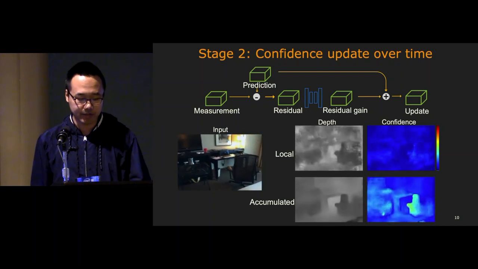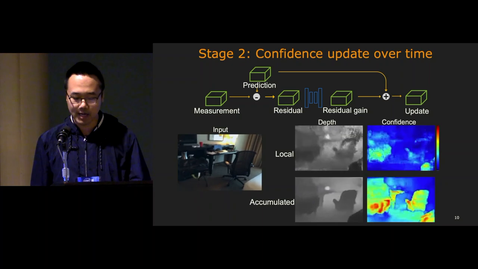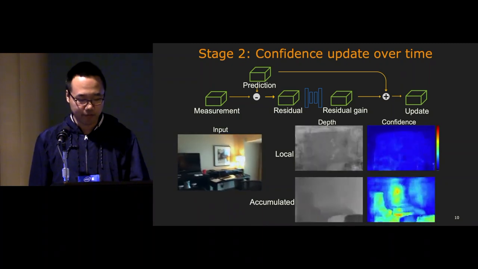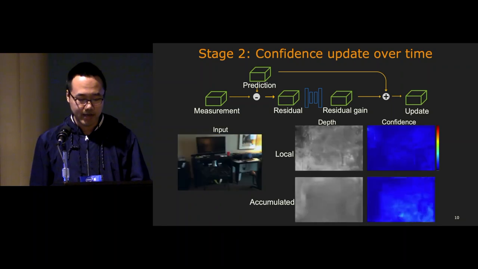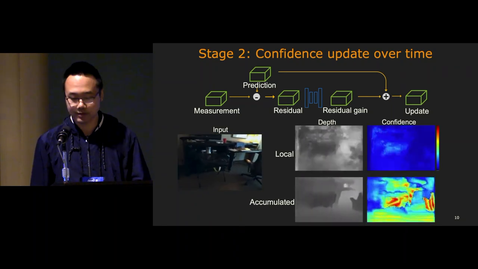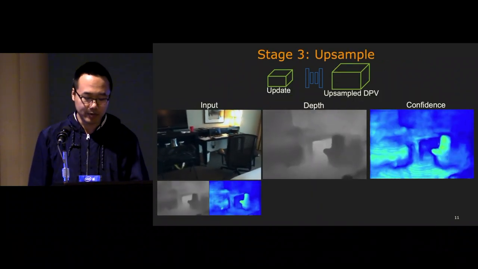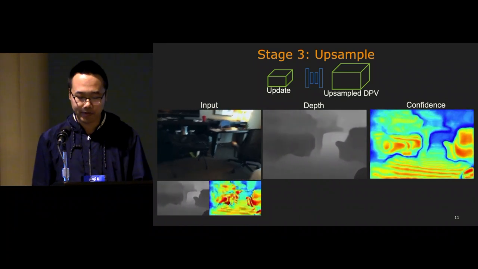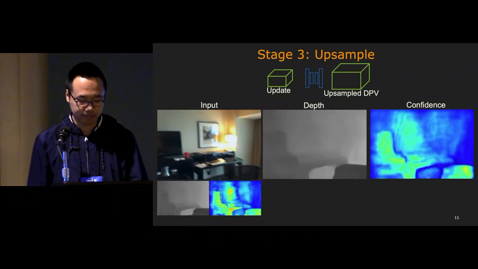In the update stage, the local depth probability volume is combined with a prediction and gets updated. By accumulating the information over time, the estimated depth map becomes less noisy and the confidence increases faster and lasts longer at higher levels. In the upsample stage, the updated depth probability volume is refined and upsampled to achieve higher spatial resolution.